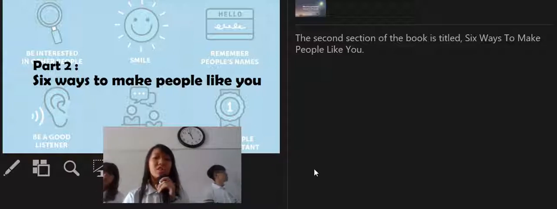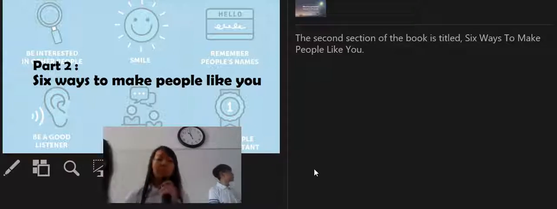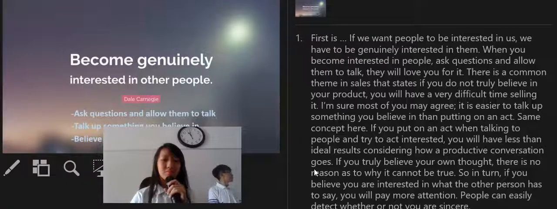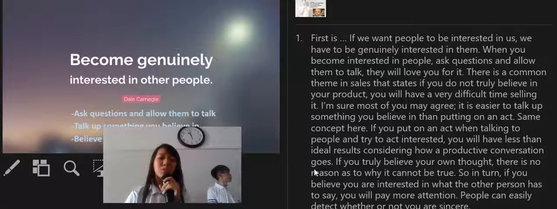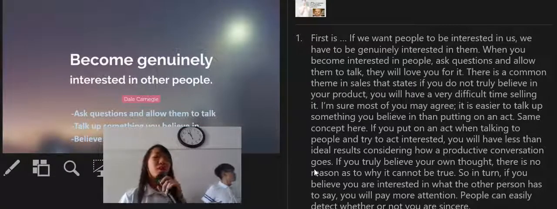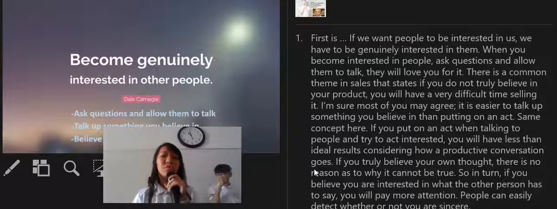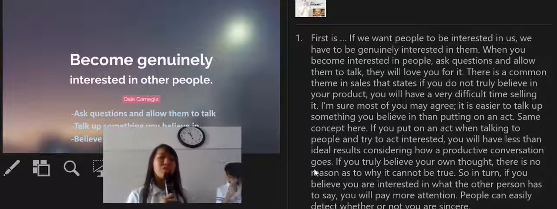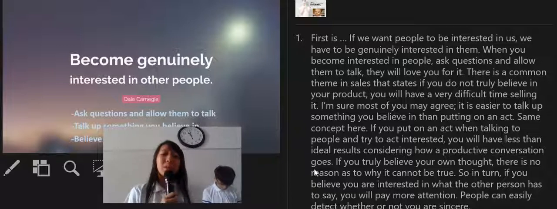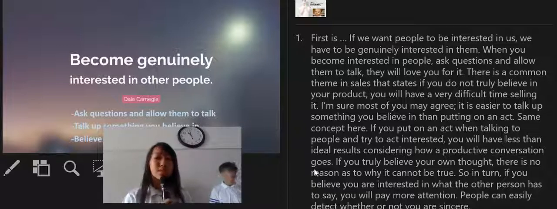The second section of the book is titled 6 Ways to Make People Like You. First is: become genuinely interested in other people. If we want people to be interested in us, we have to be genuinely interested in them. When you become interested in people, ask questions and allow them to talk. They will love you for it.